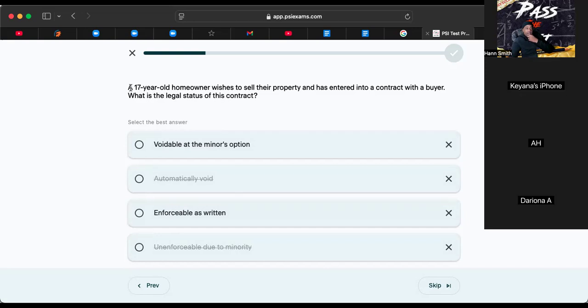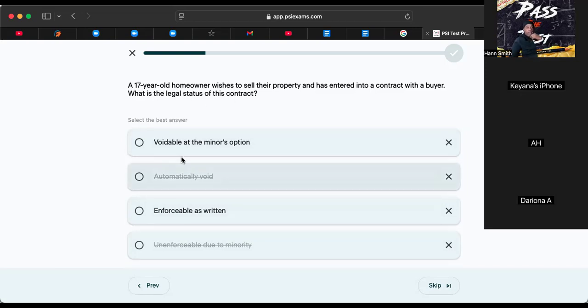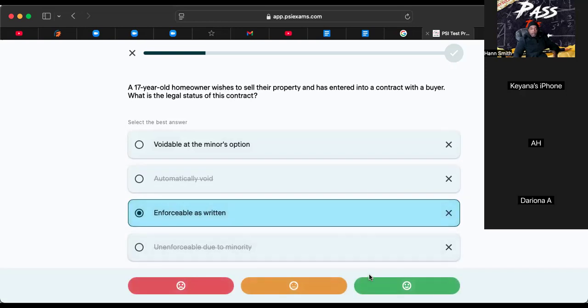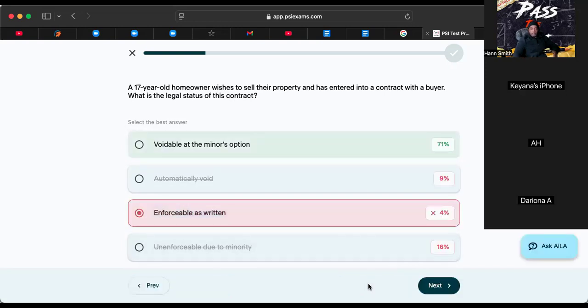The contract says a 17-year-old homeowner wishes to sell the property and has entered into a contract with a buyer. What is the legal status of the contract? Is it voidable at the minor's option, enforceable as written? Enforceable as written. Let me see, 17. Nope, we're going with that one. It's probably voidable at the minor's option. Why did you think enforceable as written? I don't know. I really didn't think about it.